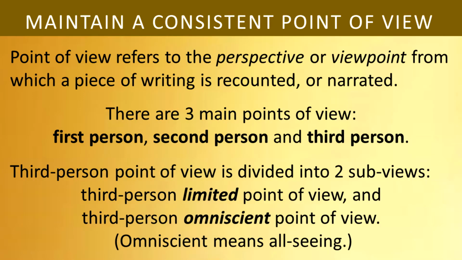Point of view refers to the perspective or viewpoint from which a piece of writing is recounted or narrated. There are three main points of view: first person, second person, and third person. Third person point of view is divided into two subviews: third person limited point of view and third person omniscient point of view. Omniscient means all-seeing.